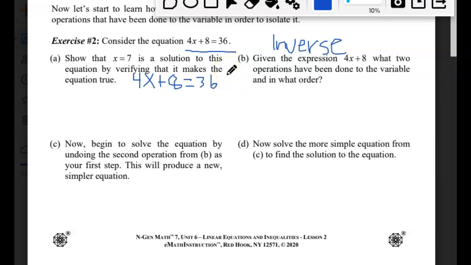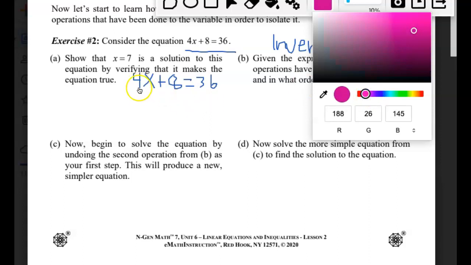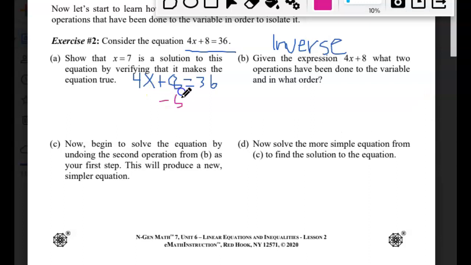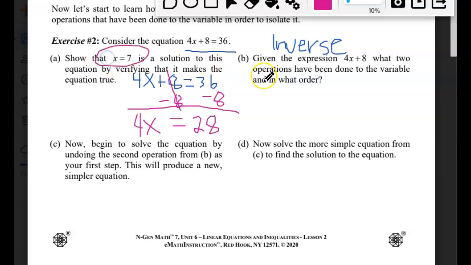So since we're gonna go back and inverse at the same time, here we're gonna do, instead of dividing both sides by 4, we don't do that. We subtract 8 on both sides first. That's our first step. We're going backwards. And then since that is 0, we could cancel it out. So that's going to be 4x equals 36 minus 8. How much is 36 minus 8? That's going to be what? 28.